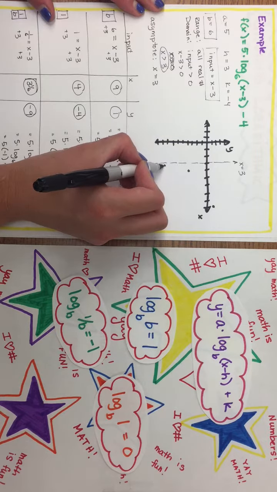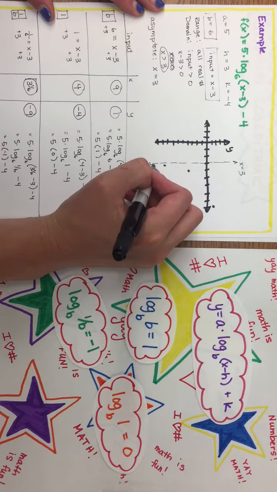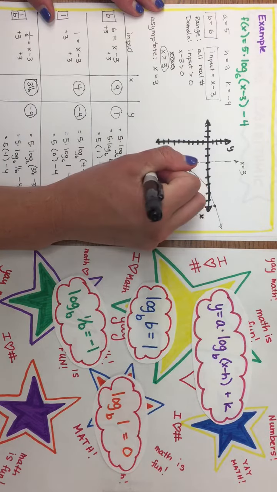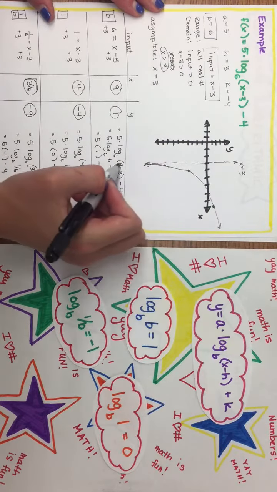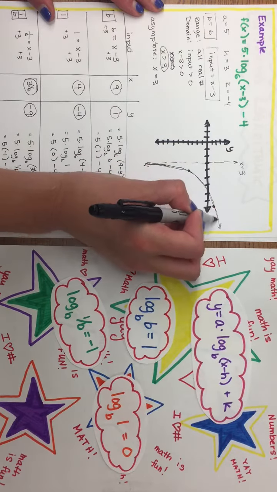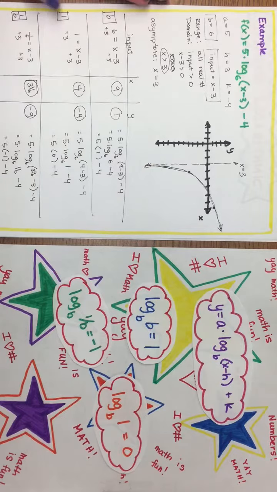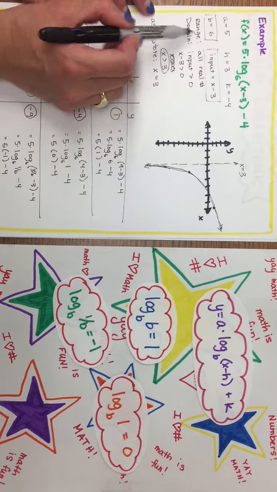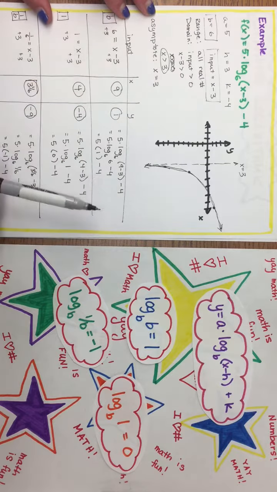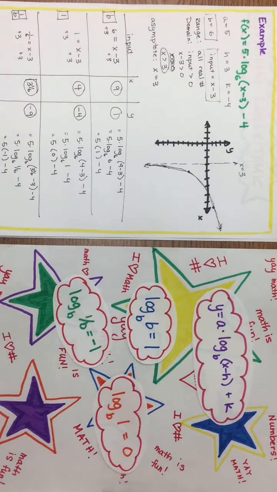So my graph will look like that. Approaching the vertical asymptote down here, curving and heading off to the right over there. I've already identified my domain and range. My graph, the picture that I've graphed, matches my expected domain and range, and I have my 3 points graphed.